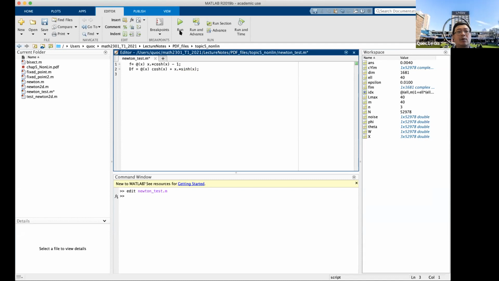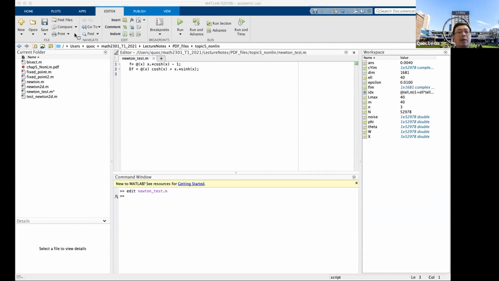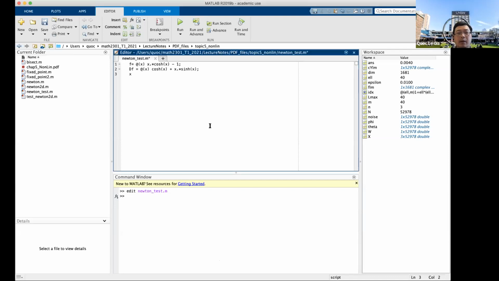And then what is the initial point? The initial point is just x0 equal 1. So x equals 1. Remember, we reuse the variable, so we don't have to label x1, x2, x3. Now the iteration is from 1 to max iteration, say 10. And then remember the formula.